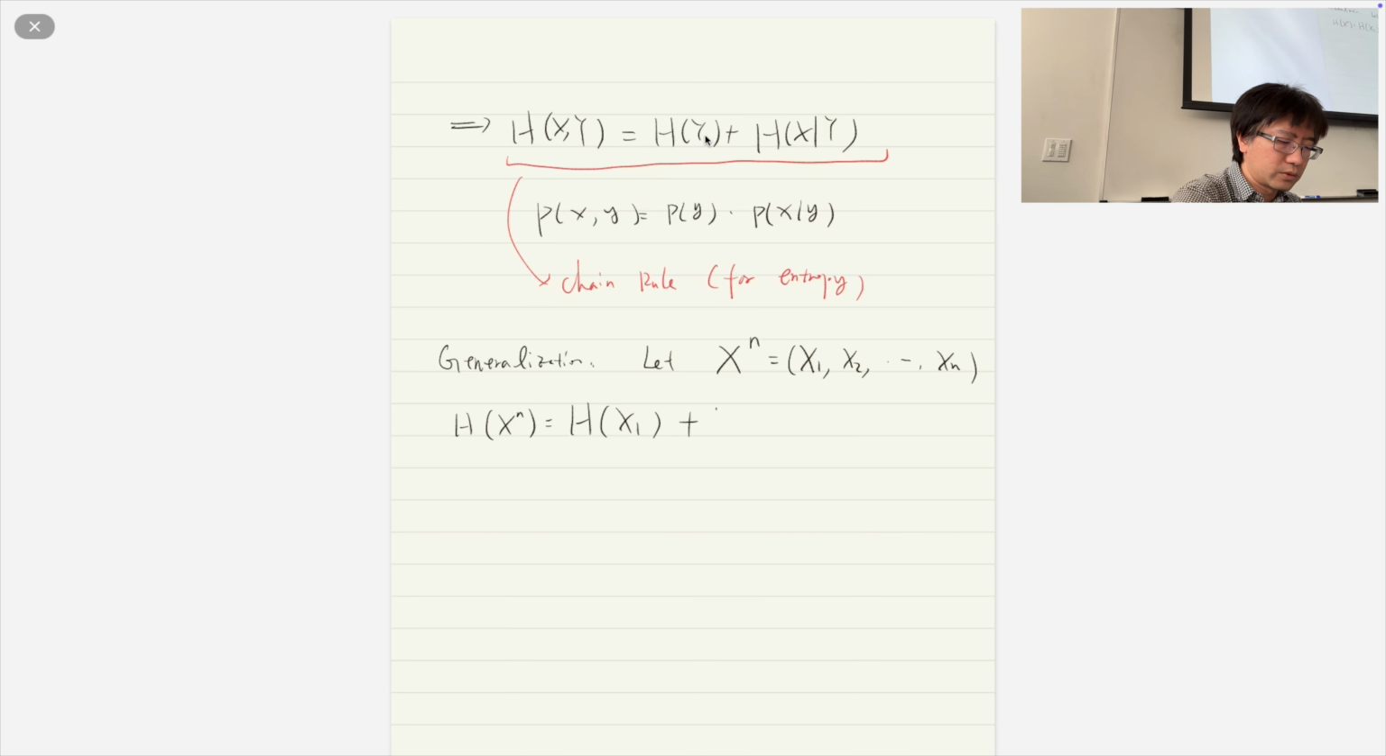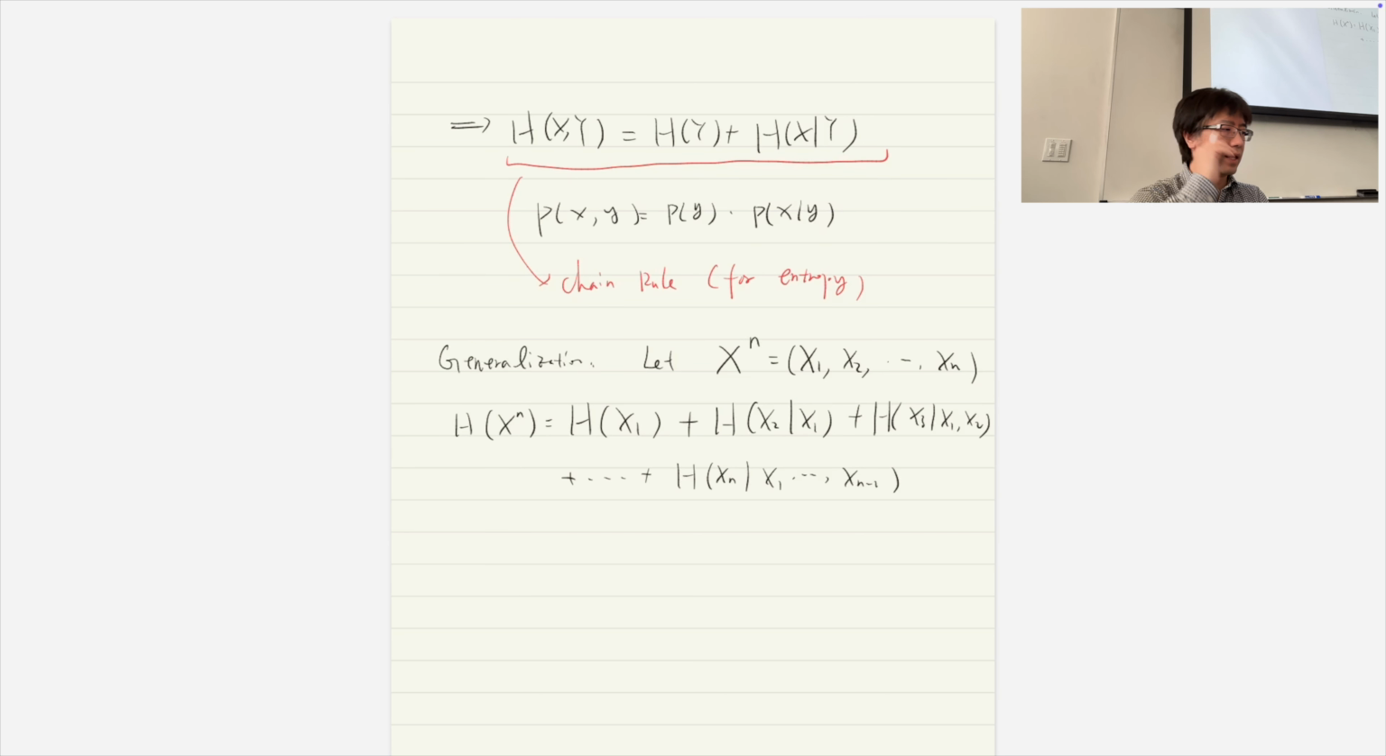So it's pretty easy to see that. We have H(x2 given x1) plus H(x3 given x1, x2) plus, and so on until the last step, which is H(xn given x1 through xn minus 1). So this is what we can get. Obviously you can write them together.